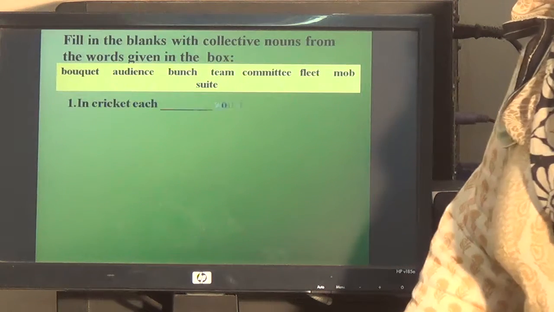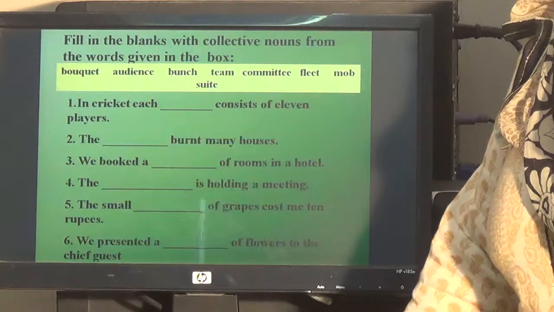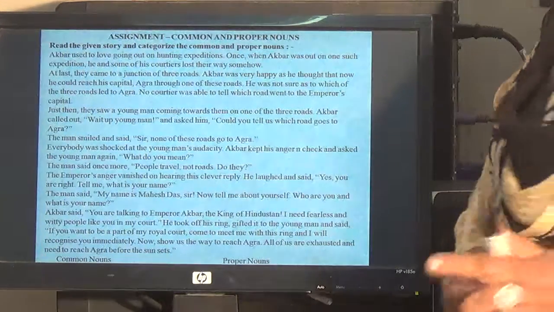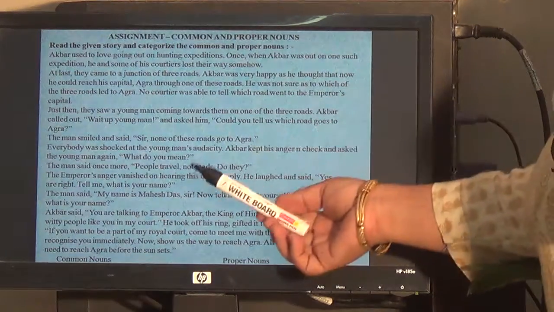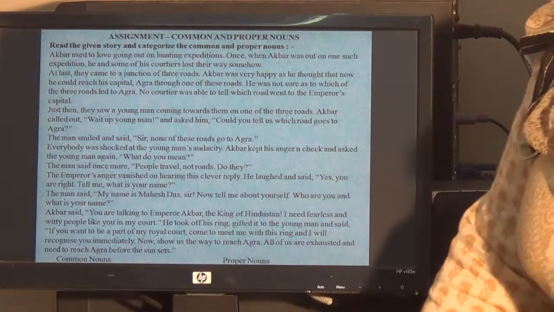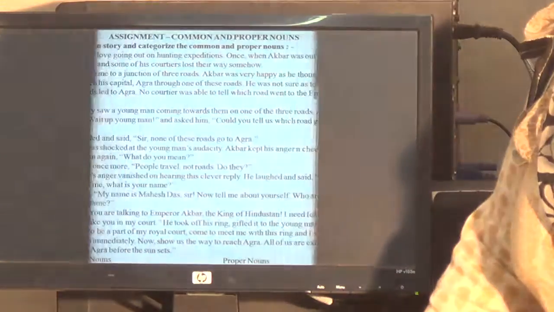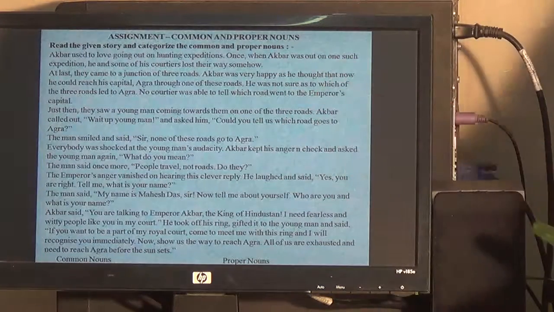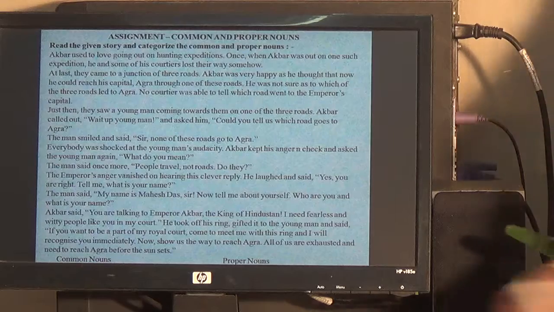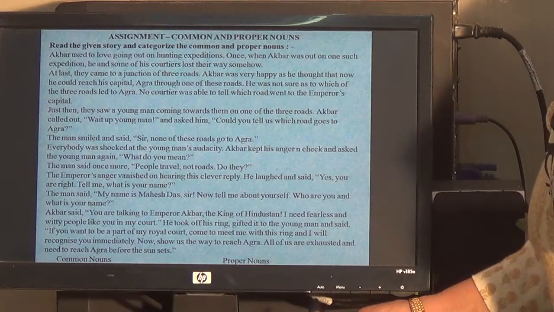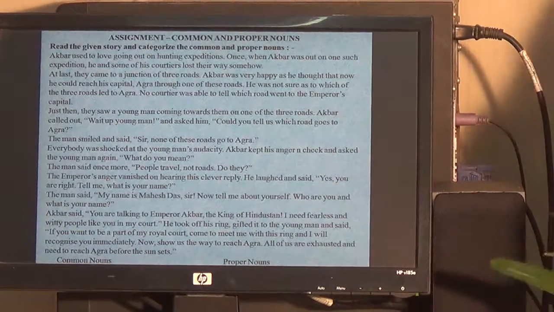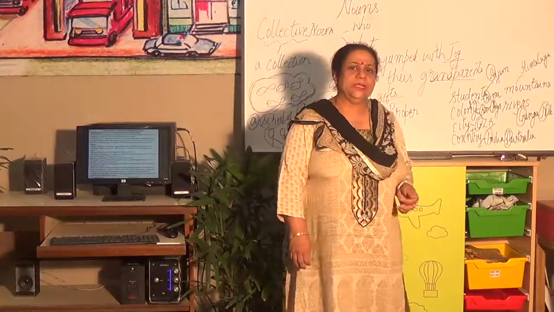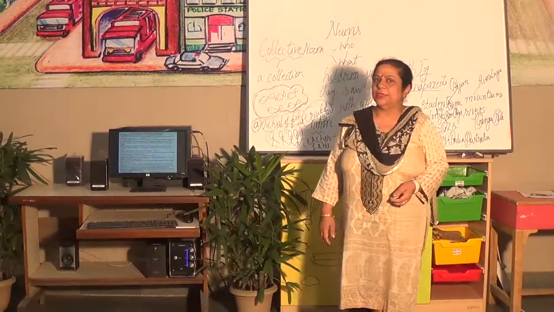Another exercise for you to do. And today's assignment for you all, children. You will find the story very interesting. Read the story and categorize all the nouns in it into common and proper nouns. Also, this chapter has been given in detail in your book, and I am sure you will find it very interesting. So I would like you to go through those pages and let's meet on Monday to discuss all this.